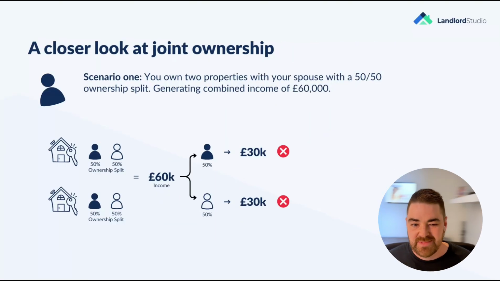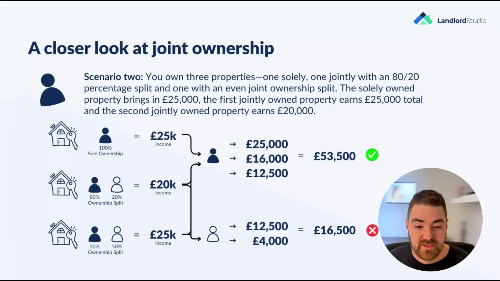So let's give a few examples. Let's say that you own 2 properties jointly with your spouse, generating £60,000 in total income. With a 50-50 split, that's £30,000 each. So neither of you would need to register for MTD in 2026, but you'll need to register for it once the threshold drops to 30,000 in 2027. So it's best to stay on top of that, and make sure that you do understand when you are going to be qualified for this.